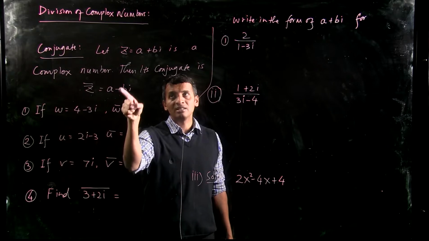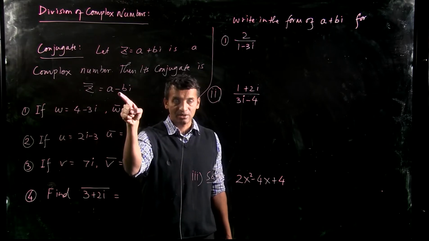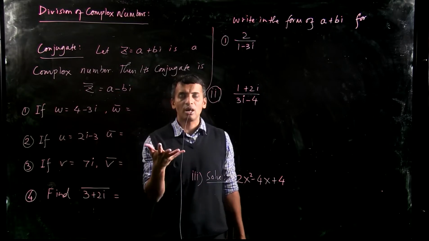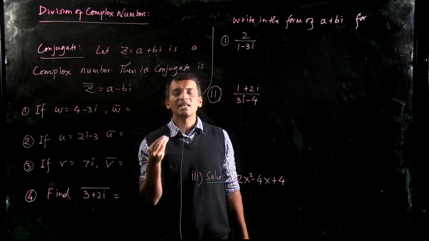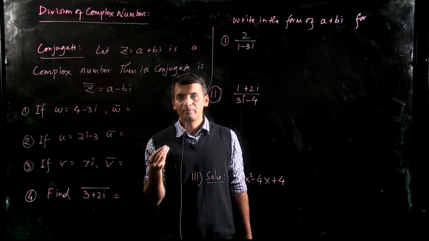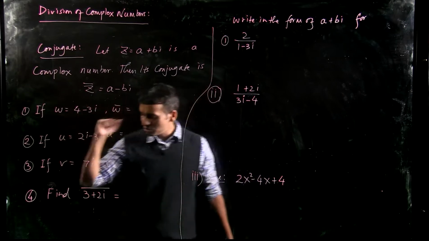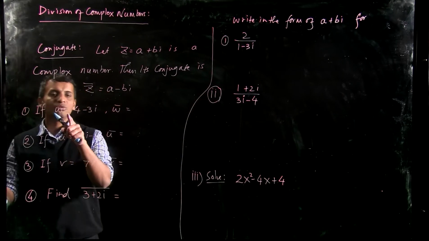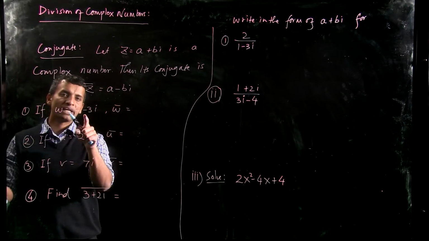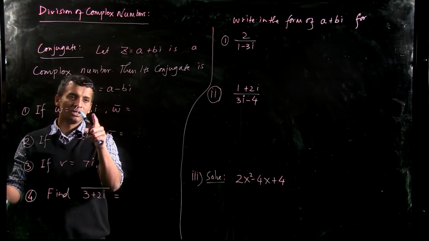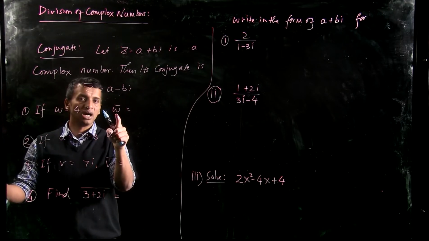If it is plus, it will be minus. If it is minus, it will be plus, like that. So for a conjugate of a complex number, you change the sign of the imaginary part. Alright. So let me show you some examples here. Suppose w equals 4 minus 3i is a complex number. So can you tell me what is the w bar?